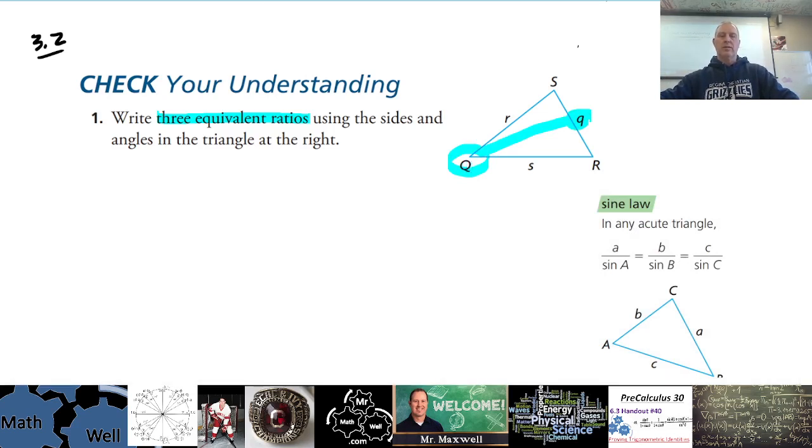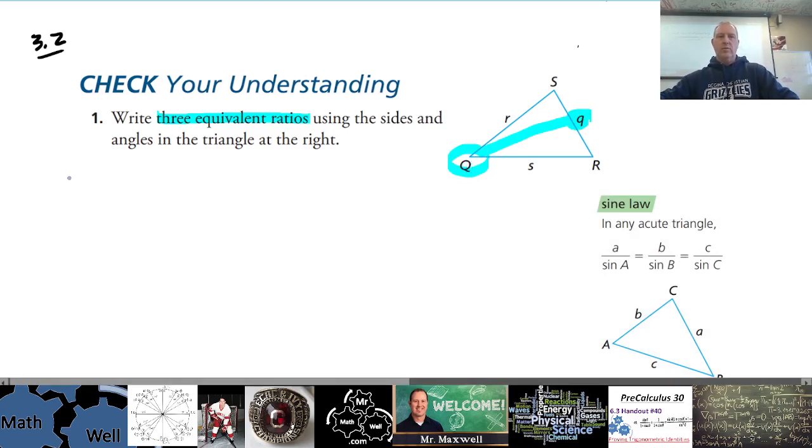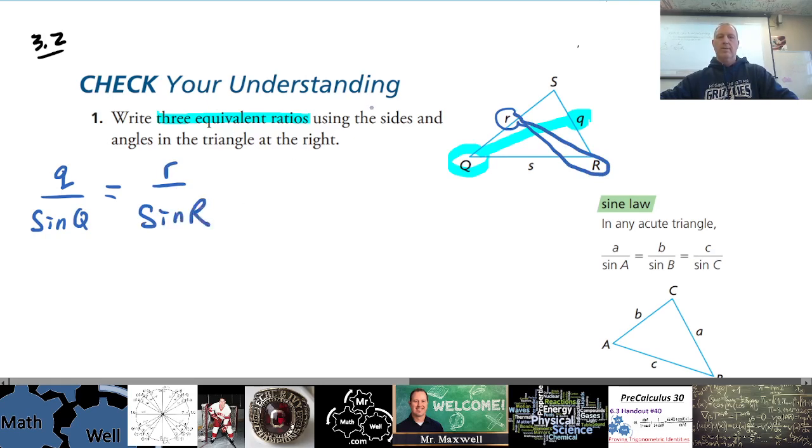So I'm going to start by doing 3 equivalent ratios. I will do q over sine of Q. Oops, not theta, we'll do Q. Equals, now I can pick any other 2 pairs, such as R and R. So I can do r divided by sine of R. Okay, and then we'll do the third ratio here all at once. I think this is fine. So then we have s over sine of S.